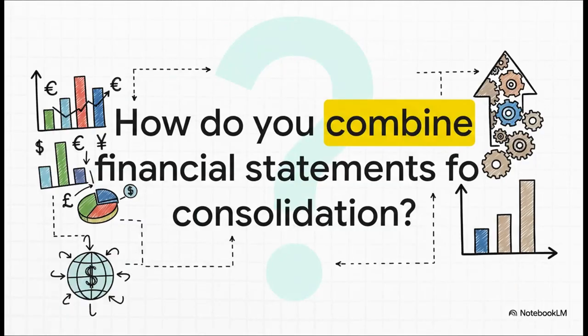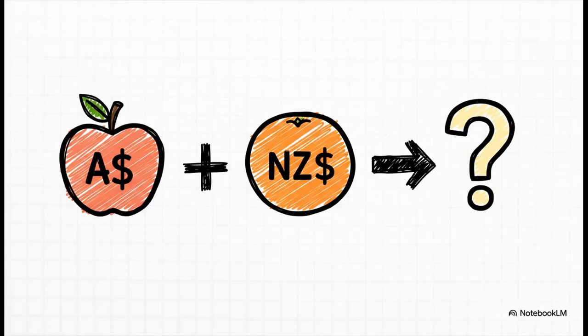So let's kick things off with a very common problem, one that every single multinational group has to solve. You've got your parent company reporting in, say, Australian dollars, but your subsidiary is over in New Zealand reporting in New Zealand dollars. How on earth do you create a single, coherent picture of the whole group's finances? Well, the core issue is pretty straightforward, right? You can't just take the numbers and add them together. It's completely meaningless. It would be like adding apples and oranges, and that is the exact opposite of what good financial reporting is all about.